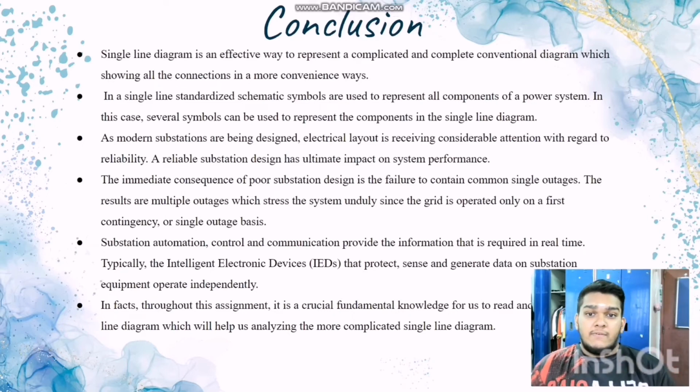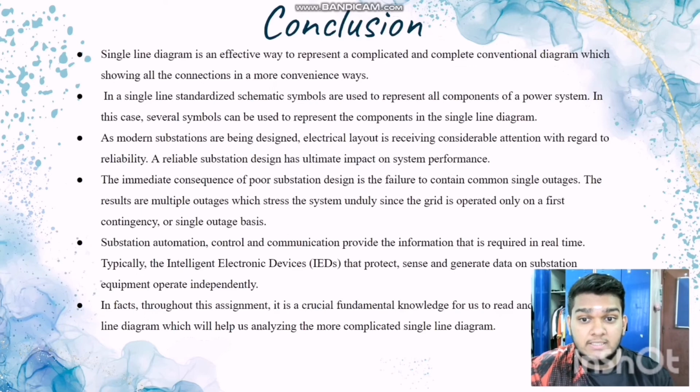A single line diagram is an effective way to represent a complicated and complete conventional diagram, showing all the connections in a more convenient way. In a single line diagram, standardized schematic symbols are used to represent all components of a power system. In this case, several symbols can be used to represent the components in the single line diagram.